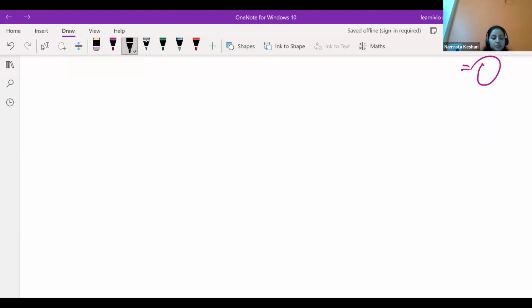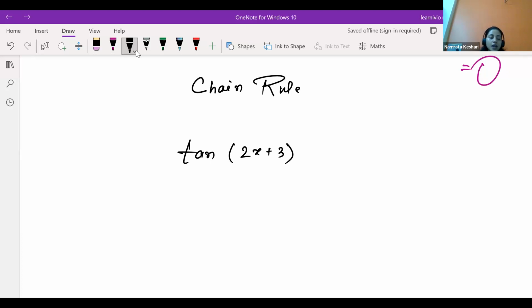Today we will be discussing at first how to use chain rule for finding the derivative of any function. How to use chain rule. Suppose we have to find the derivative of tan of 2x plus 3. This is the function we are having. Find the derivative of this function tan 2x plus 3. Let's see how we'll be finding the derivative of this function tan of 2x plus 3. Before starting the concept of chain rule, let me take few examples.